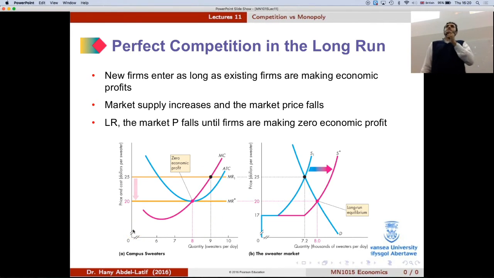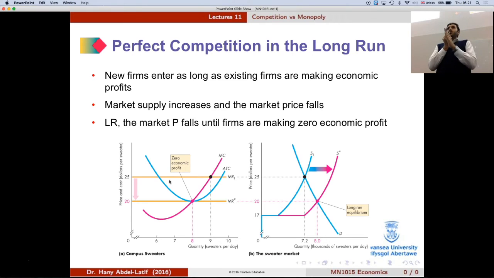Okay, so what about the cost? If you want to know whether they make economic profit or economic loss, you need to compare the total revenue to the total cost. Let's look at the cost. How much do these 9 units cost this firm? You need to go up to the average total cost. So this area is your cost. You see, the revenue exceeds the cost, which means they make economic profits. So what happens when firms make economic profit in a perfectly competitive market?